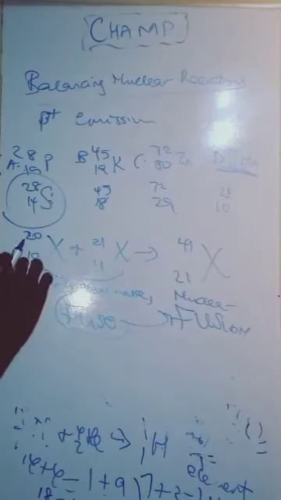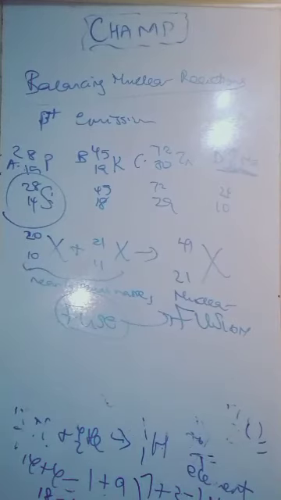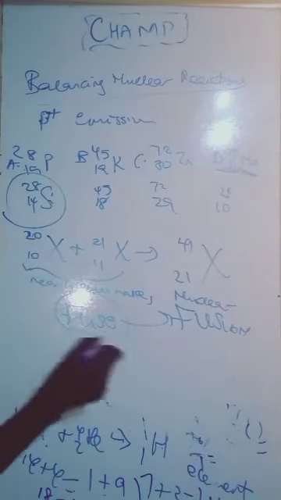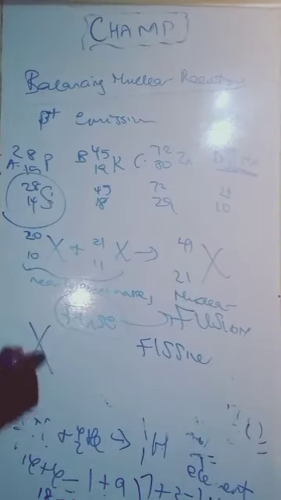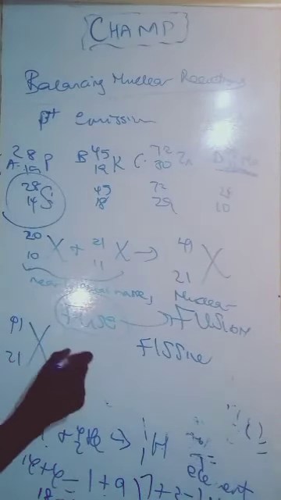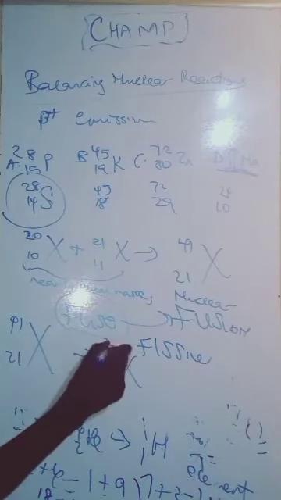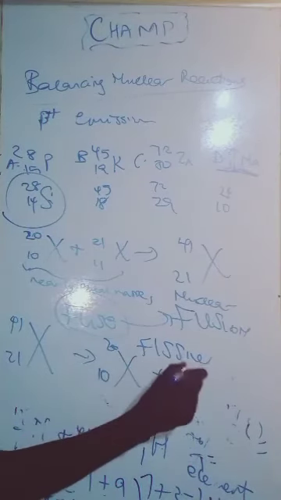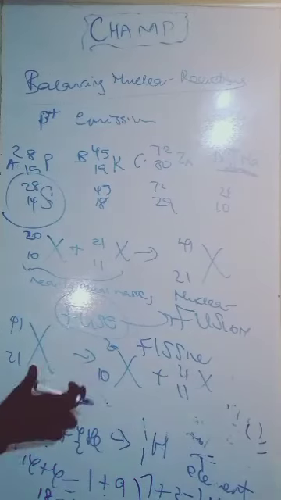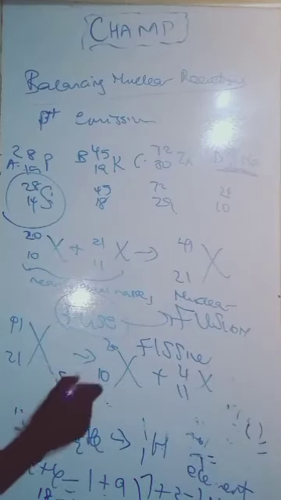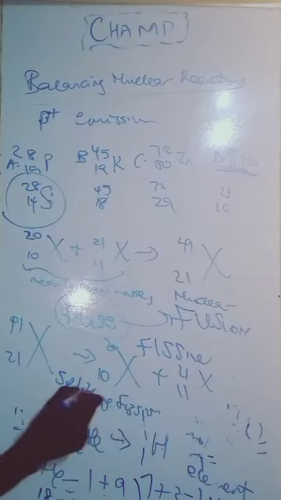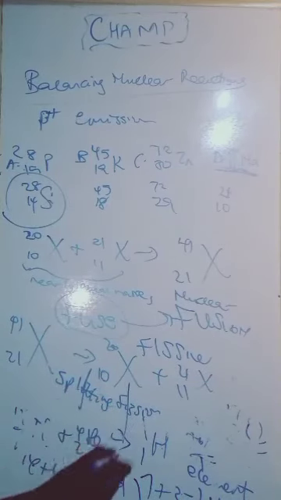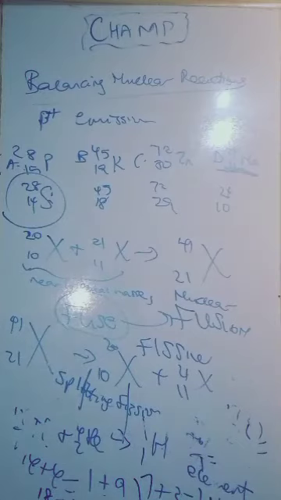Now, there must be nearly equal masses. What is the opposite? We have fission. Let's say this one, X 41/21, wants to split to give us X 20/10 plus 21/11. So this is what? Nuclear fission. The splitting. Splitting is the word fission. Fission, splitting. It's the same thing.